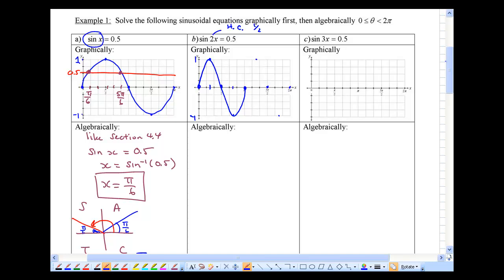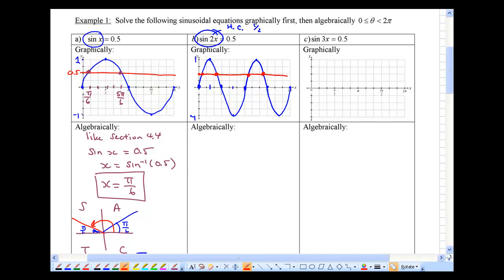So let's draw in another cycle. Okay, so there's the graph of y equals sine 2x. In this case, I still want this to equal 0.5, so I'm going to draw that horizontal line. But now it looks like there are 4 answers.